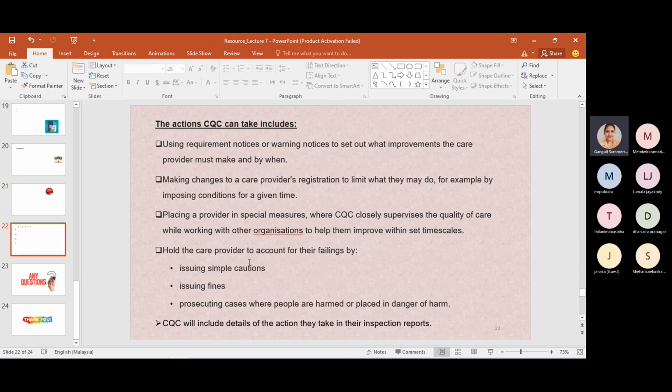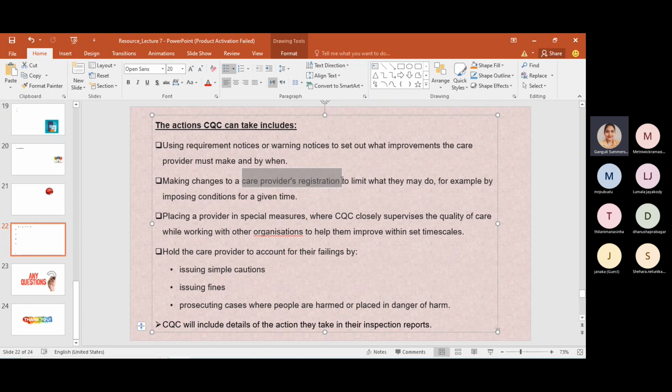Here are some examples of actions that the CQC can take. The CQC can issue notices, like warning notices, or make changes to a care provider's registration to limit what they may do, for example by imposing conditions for a given time. For example, suspending a professional, let's say suspending a medical officer from this month to this month. Suspension for several months.